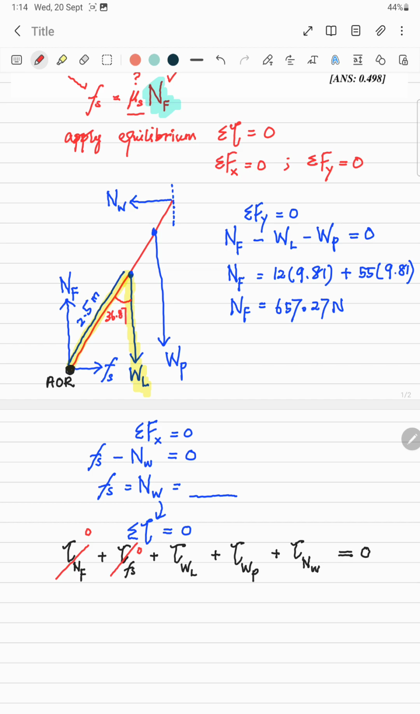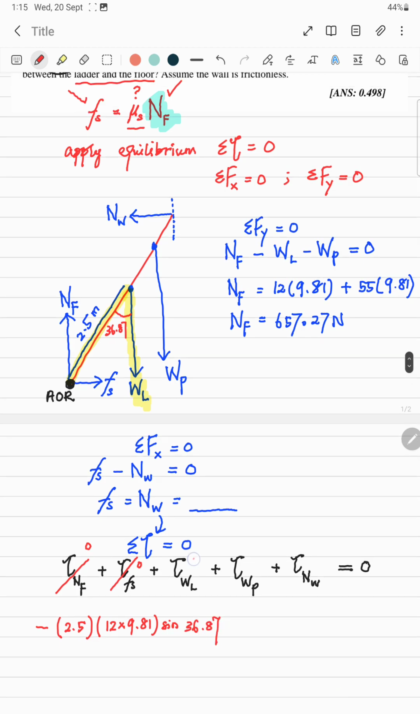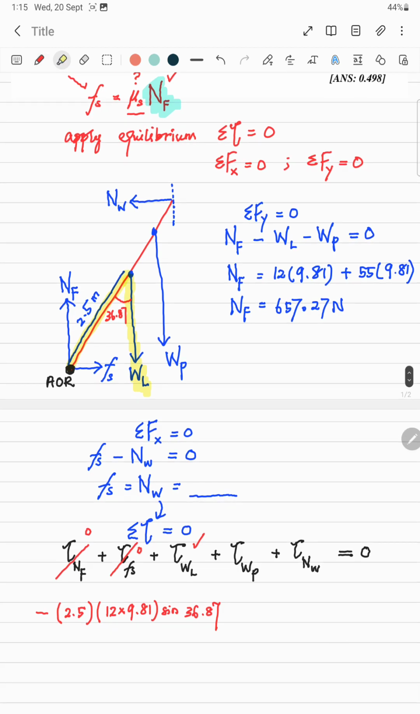The weight of the ladder will create a torque that rotates the system clockwise, so it will be negative. The distance is 2.5. The weight of the ladder will be the mass of the ladder, 12 kg, times 9.81. Then sine of the angle between the distance and the force, which is 36.87. So that one will be the torque produced by the weight of the ladder.